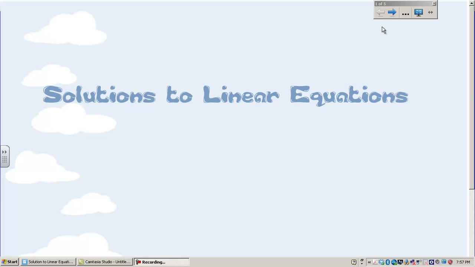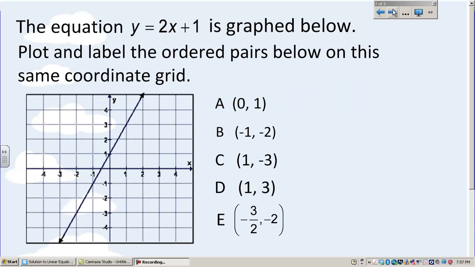So now let's talk about solutions to linear equations. Here we have a graph of the equation y equals 2x plus 1. And so we have graphed it. The first thing that you are asked to do is plot and label the ordered pairs. This graph will be up on Edline along with the rest of these notes so that if you want to print them off, you can, instead of having to sketch the graph. So it asks us to put these ordered pairs on the graph, so we're going to do that.